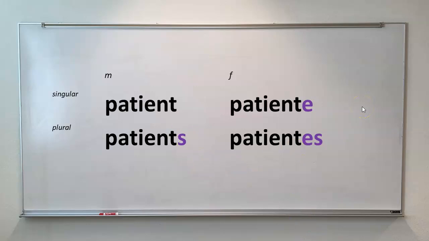If I hear someone yell out, patient, I don't know if it's this one or this one. By the same token, if you were to hear somebody just scream out one word and they say patiente, you don't know if it's this one or this one. So context becomes very important. You have to listen to the other parts of the sentence to figure out, when you're listening, which one you're hearing.